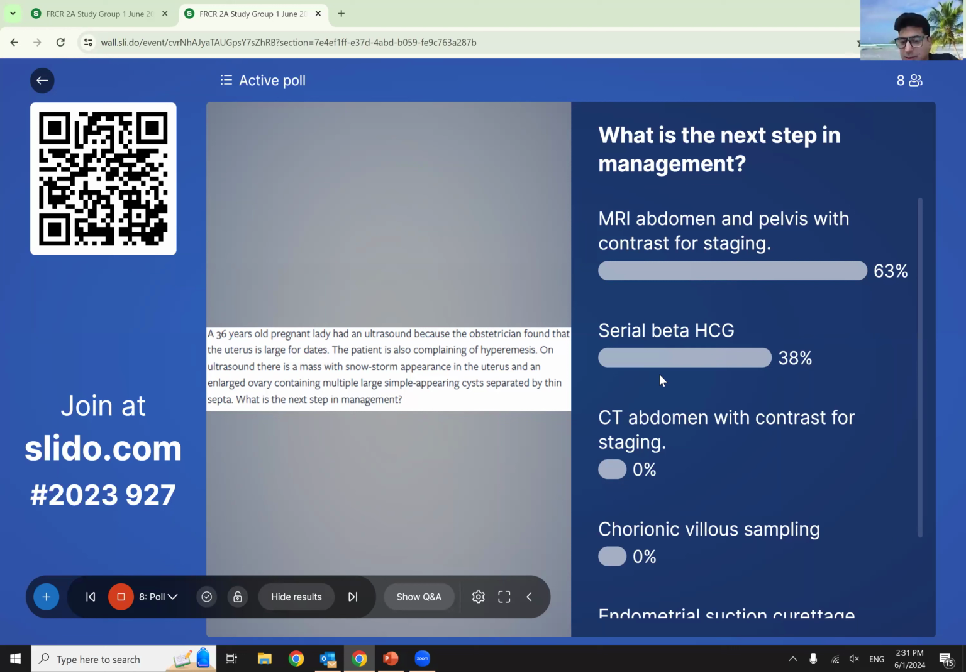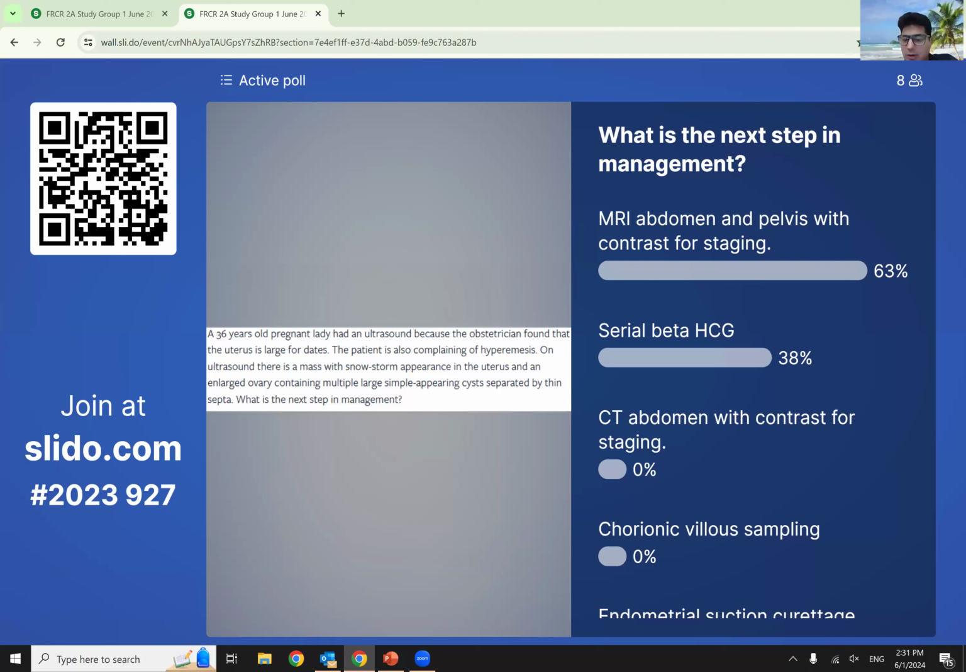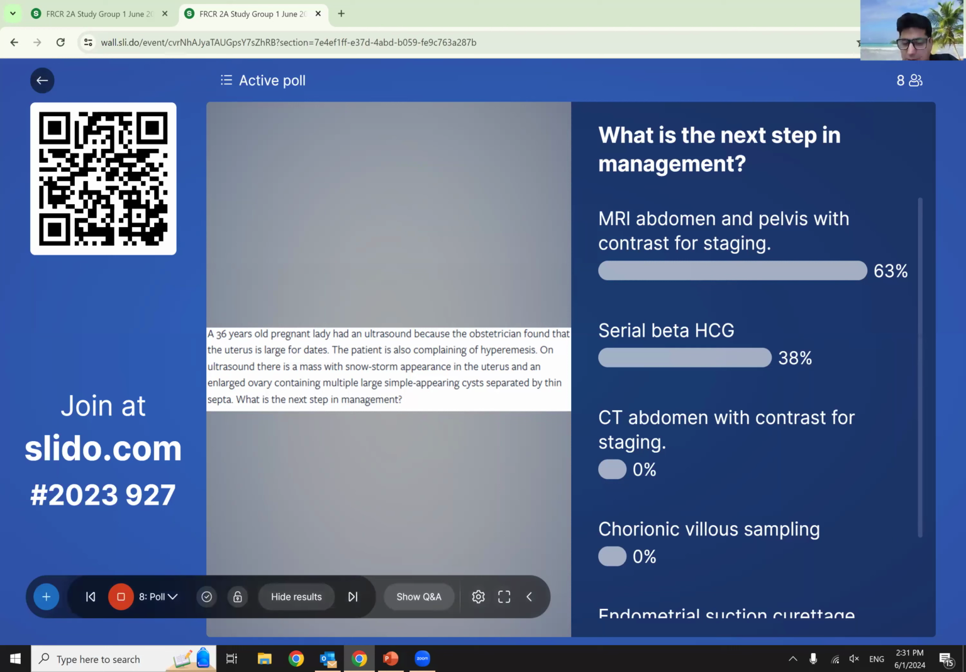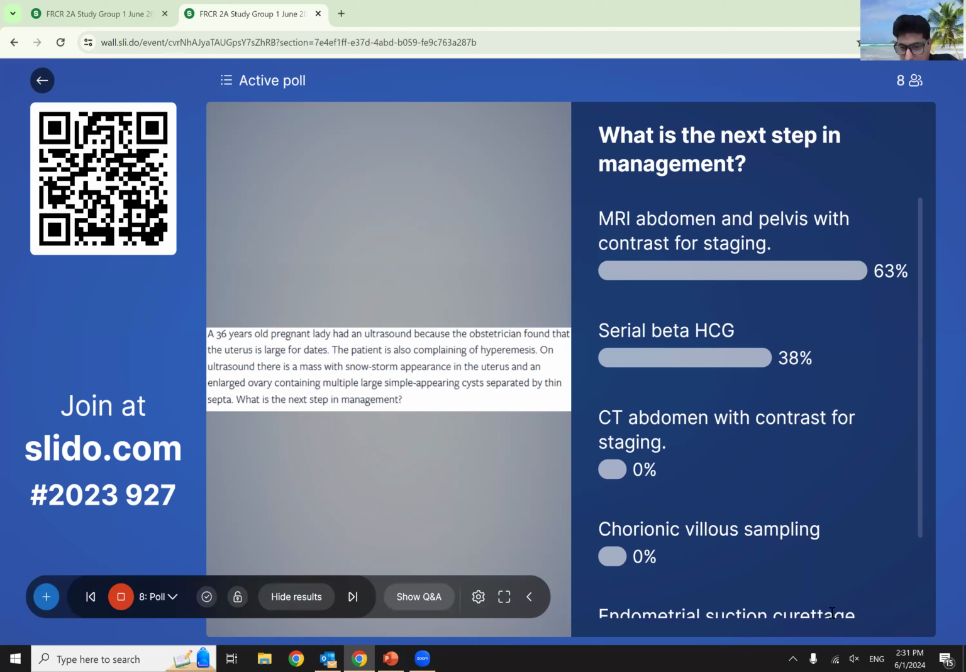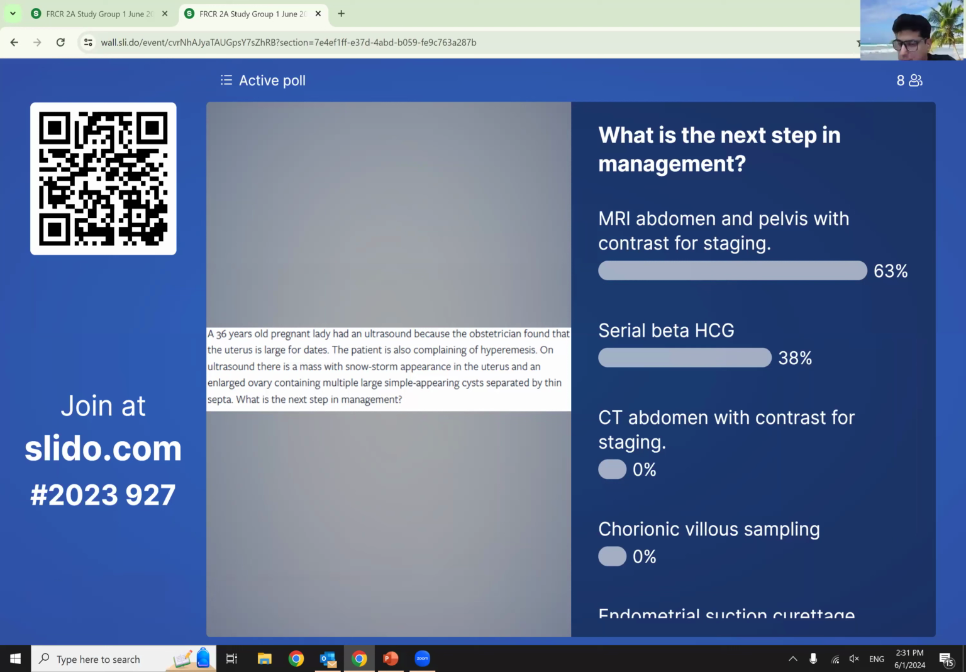The serum beta hCG will give us information which we already know, so we don't need that. That's not the correct option. CT yes, but it's done after suction and curettage to see if there have been metastases of the hydatidiform mole. Chorionic villus sampling, again, is not needed because you can have the tissue out and then send it for chromosomal analysis. So again, the correct option in this case is the treatment, suction and curettage. This is what we do in real life as well.